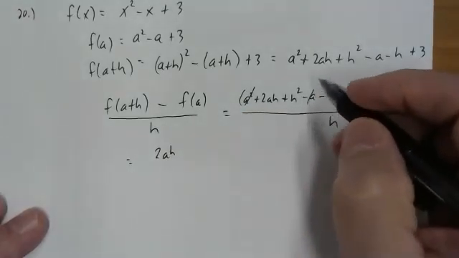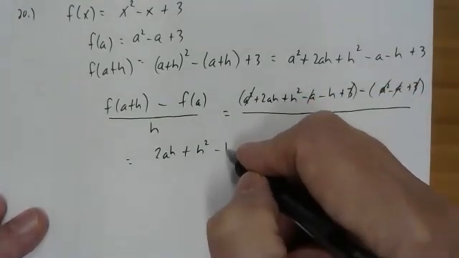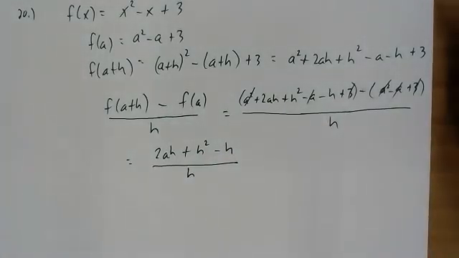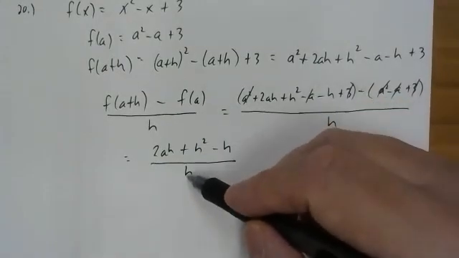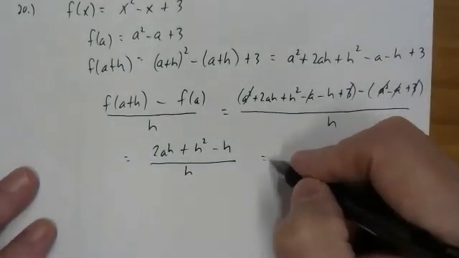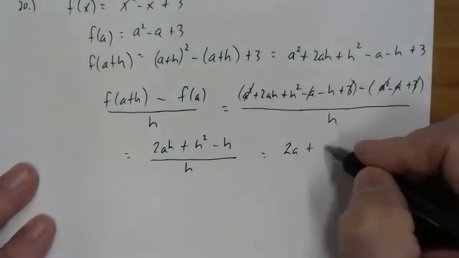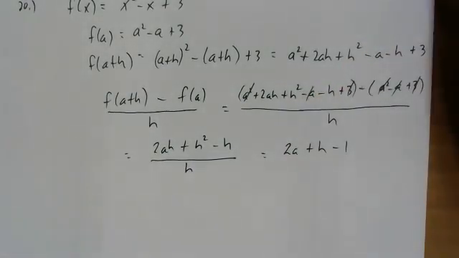So by the time you're all done, you're left with 2ah plus h squared minus h, all over h. Now, since you have 3 terms up here, but they all have an h in them, I can cancel an h, this h and all the h's up here. So I end up with 2a plus h minus 1. All right, so that's the difference quotient.